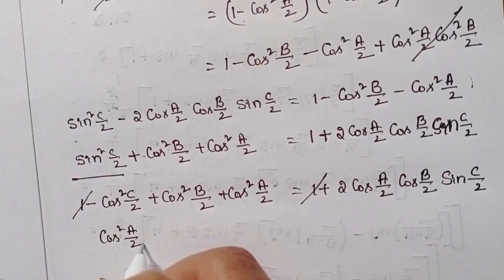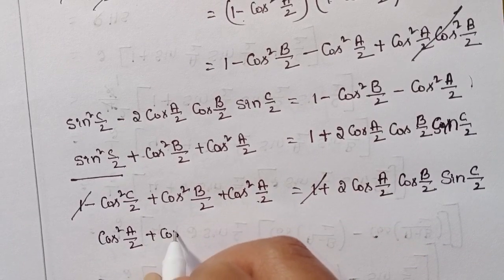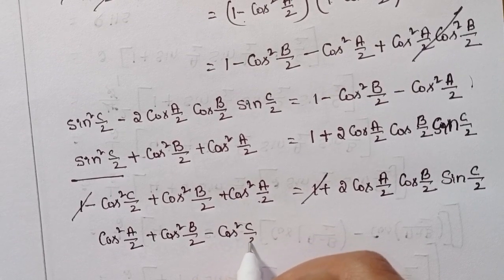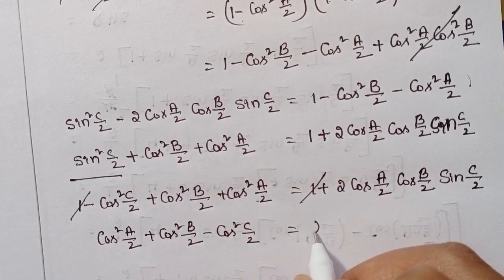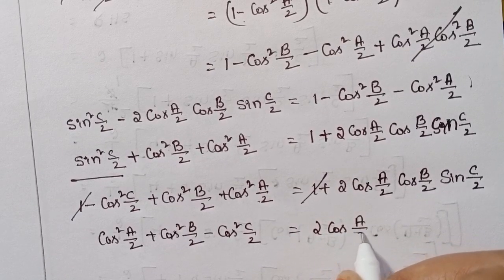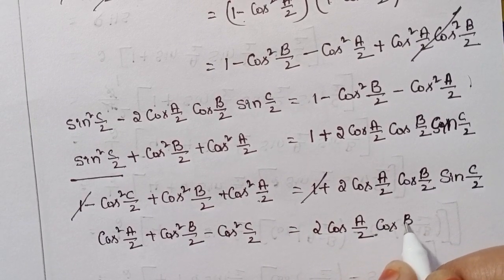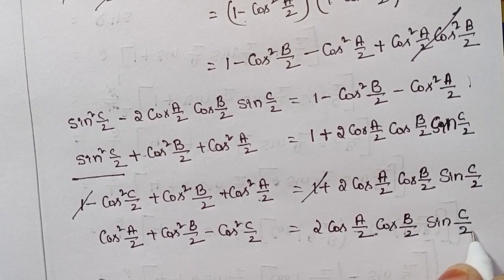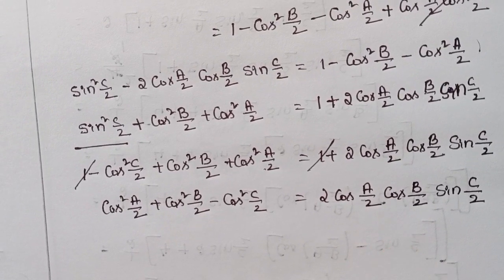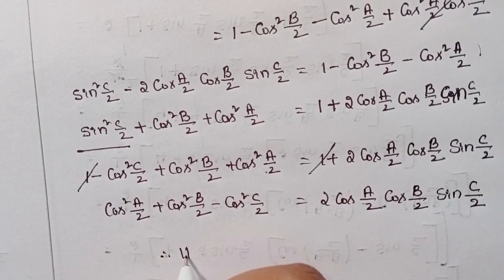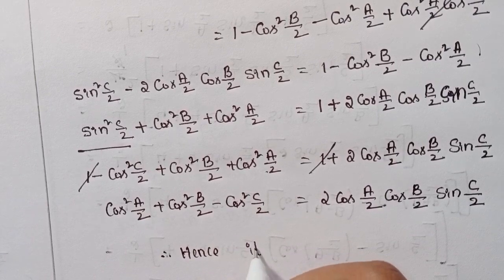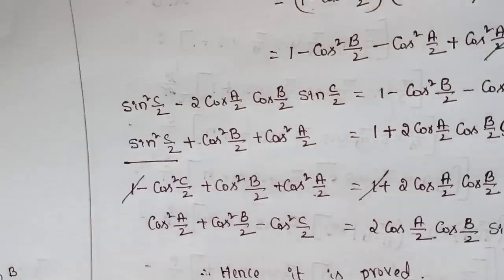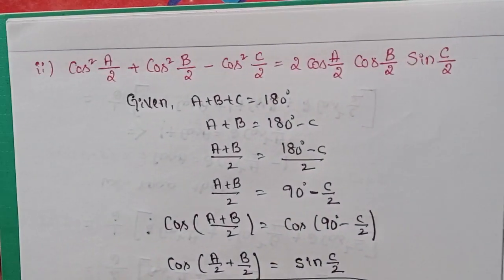Cos square a by 2. Next, plus cos square b by 2 minus cos square c by 2 equal to 2 times of cos a by 2 into cos b by 2 into sin c by 2. This is the required solution. Therefore, hence, it is proved. This is about question number 4, solution.